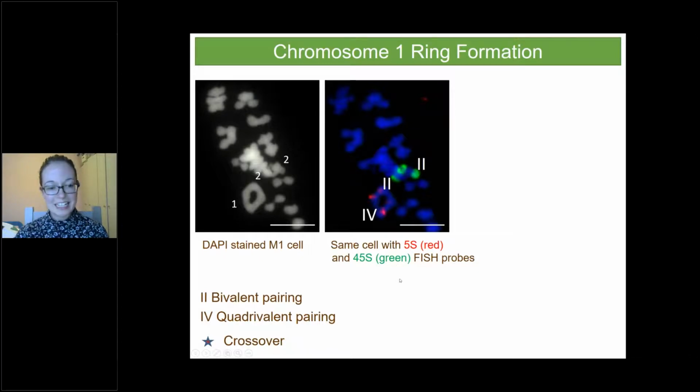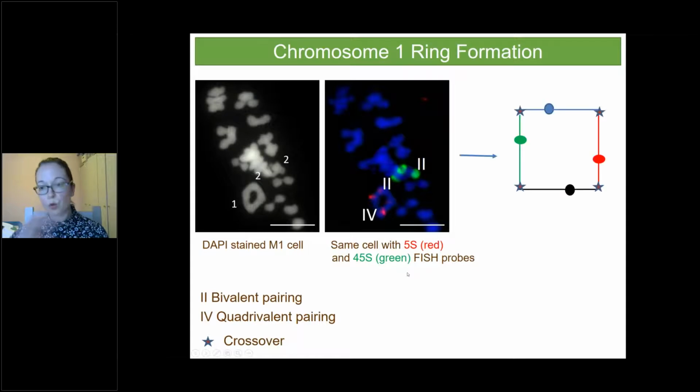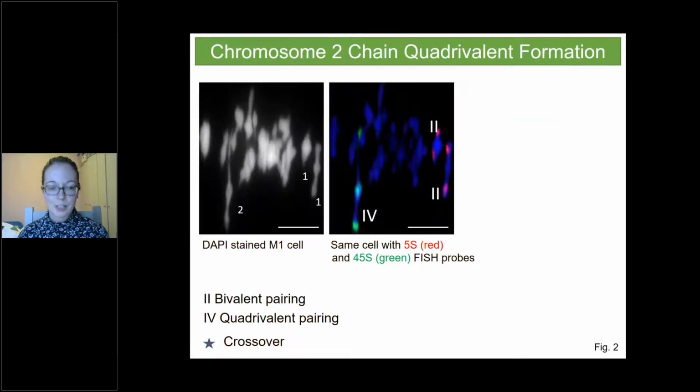So first of all, we can see the chromosomes by looking at the location and the shape of the chromosomes and the location of these red or green dots. We can infer if there's bivalent or quadrivalent pairing happening, and we can draw out an interpretative diagram of what's actually going on. So here we think this is a ring where you've got 4 crossovers shown by the stars here, involving the short and long arms of every homolog. So that one is really quite straightforward. Just to show you another example, this time with chromosome 2, here we see a chain.